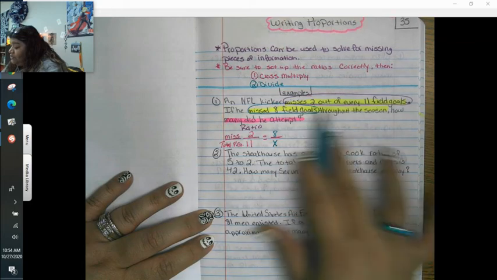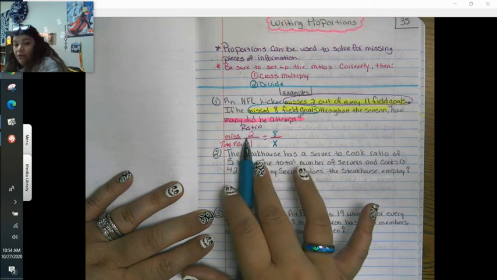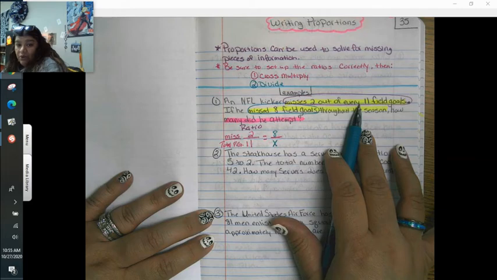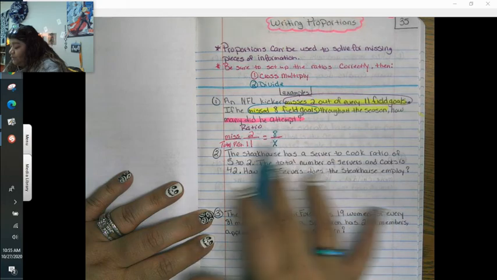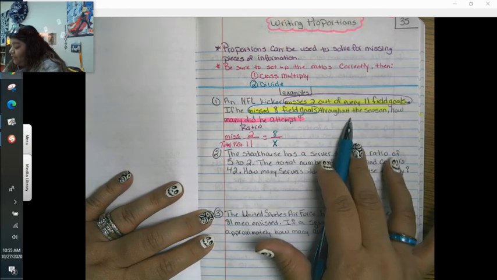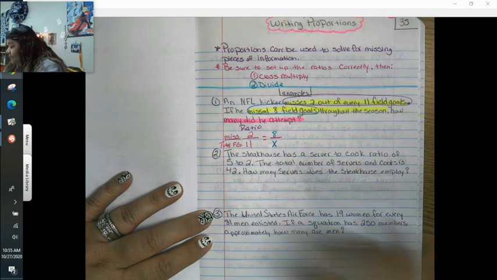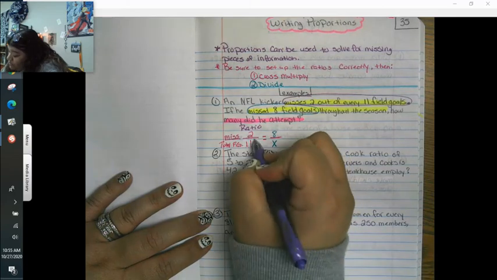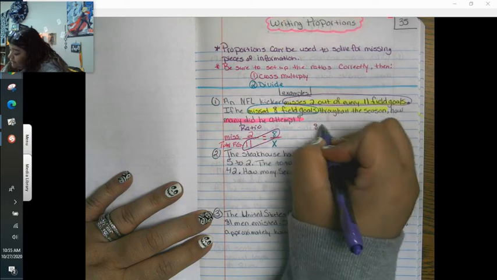So again, these two will be together, 2 out of every 11, so I put 2 out of 11. Then I figured out what each number meant. 2 is how many he missed. 11 is how many he attempted, or his total. Then the next sentence is, if he missed 8, that belongs with the misses, the 2. How many did he attempt? I don't know how many he attempted. That's my variable. That's the missing, the unknown. So now we can solve these like we solved them yesterday. We're going to cross multiply the numbers we can. So 11 times 8 is 88.